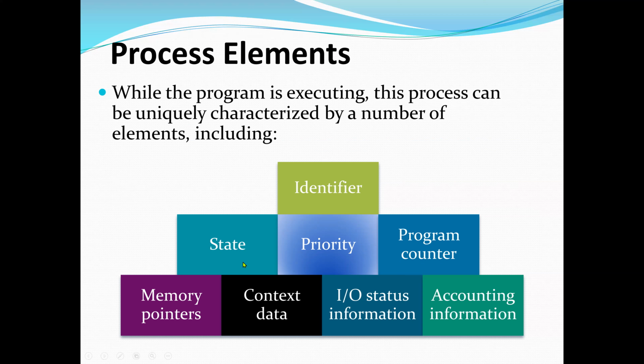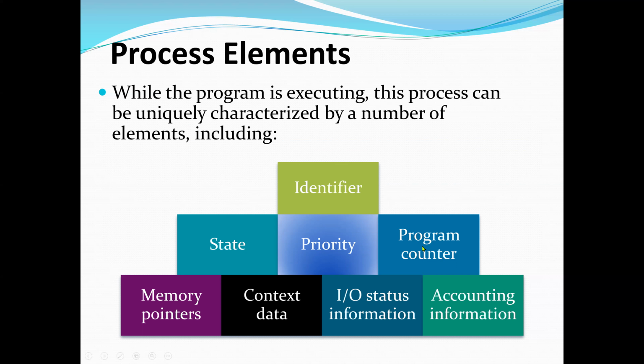Also, the process may have a state. This state tells us if the process is currently executing, in a running state, or if it is waiting. So the state will tell us where the process is. First, again, the identifier, a unique number, and the state, and also the priority, which is the priority level relative to other processes. Then the program counter, which is normally the address of the next instruction in the program to be executed.